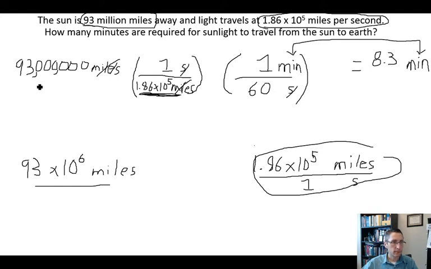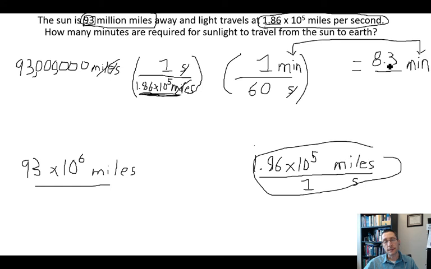to sig figs. How many sig figs? Well, I'm given 2 in the problem and 3 in the problem. Multiplication suggests I choose the lesser sig fig count, so just 2. So instead of 8.33 repeating, of course, minutes, I'll just truncate it to 8.3, the 2 sig figs. Okay, so 8.3 minutes from when the light leaves the sun before it reaches us.